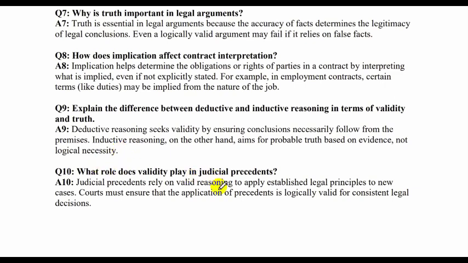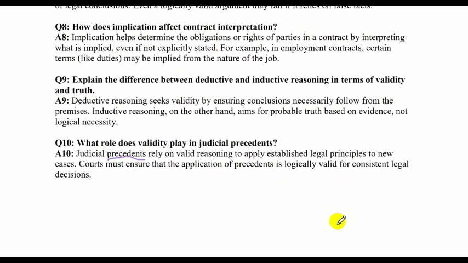What role does validity play in judicial precedent? Judicial precedent relies on valid reasoning. Precedents are previous case laws or previous judgments which lawyers rely upon. So judicial precedents rely on valid reasoning to apply established legal principles to new cases. Courts must ensure that the application of precedents is logically valid for consistent legal decisions.